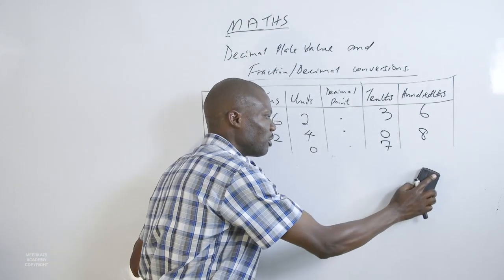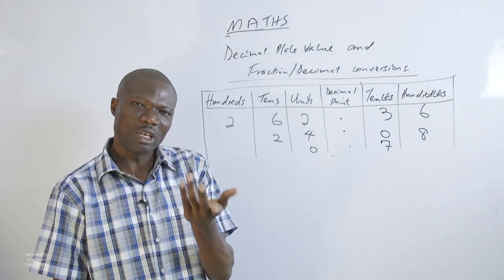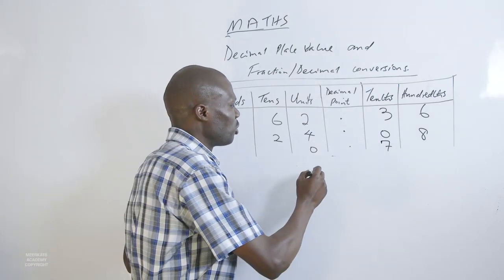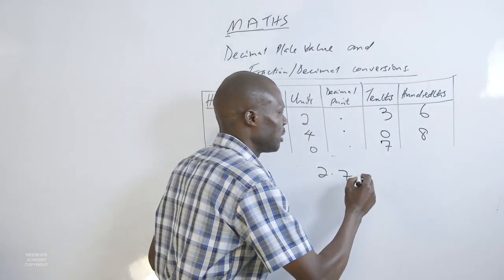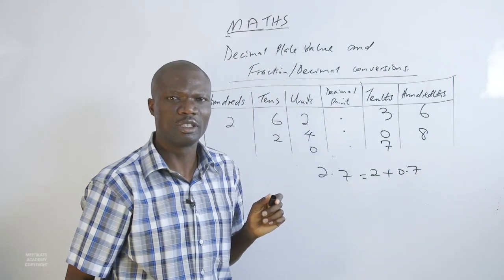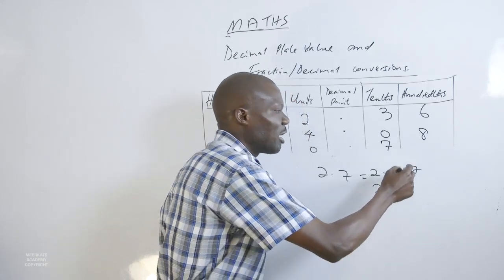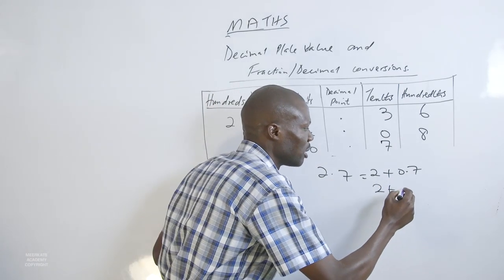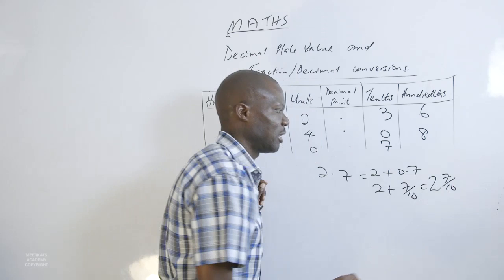We have looked at converting if we are dealing only with what? The decimal part. But what about whole numbers? Whole numbers remain the same. If we talk about 2.7, this is the same as 2 plus 0.7. So the whole number remains a whole number, which is 2 plus, now change that one into a fraction. It is 7 over 1 and 1 zero, which is what? 7 over 10, and becomes 2 and 7 over 10.